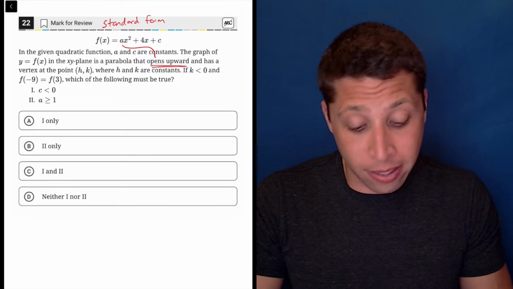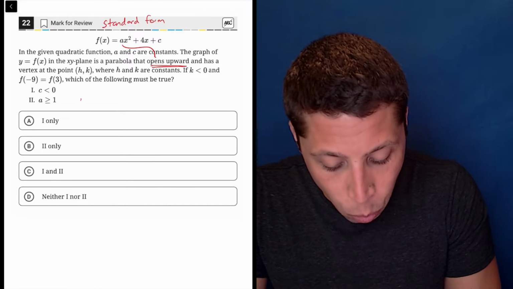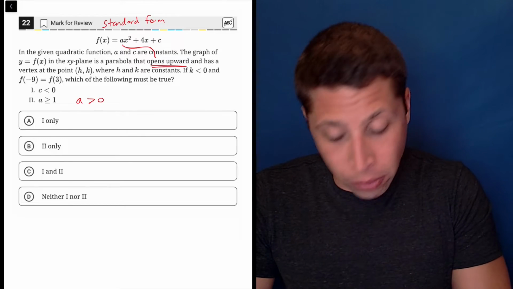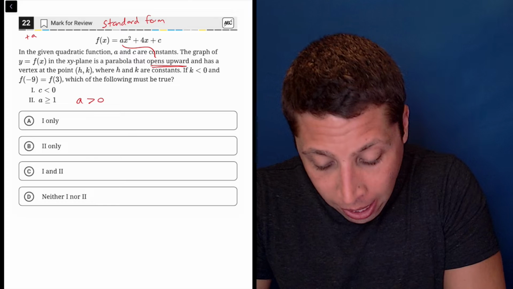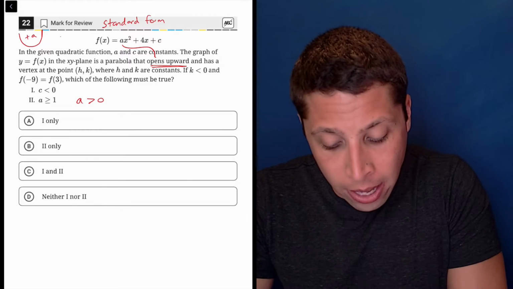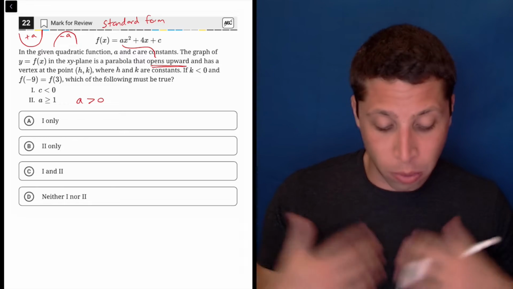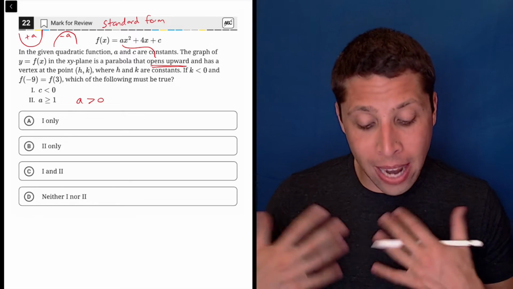So really what this is telling us is since it opens upward, we know that a is greater than 0. Just to refresh your memory, if we have a positive a, it's going to open up like a smile. And if we have a negative a, it's going to open like a frown, so it's going to open downward. So in this case, we need the smile. So that means that a is greater than 0.